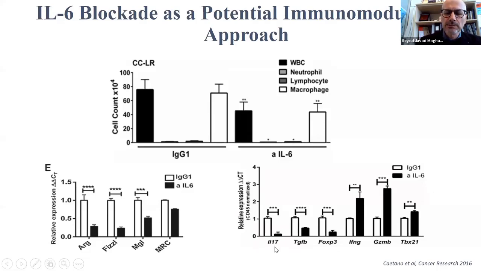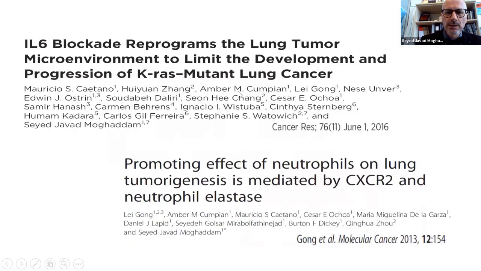We also see a reduction in IL-17, which is the main product of the Th17 cell. So by targeting a single cytokine, we were able to switch the phenotype of a myeloid cell and also lead to an anti-tumor T cell response instead of a pro-tumor T cell response. This data was published later in Cancer Research.